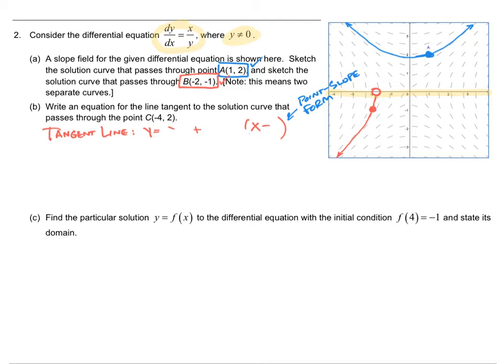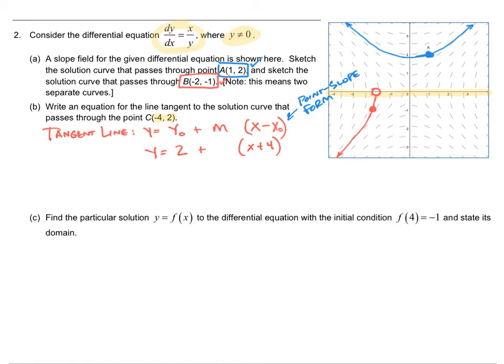It's some y coordinate that we know plus some slope times x minus some x coordinate that we know. Okay, well, we know a couple of these things. We certainly know that the y coordinate we're interested in is 2, and that's given to us right here. We know the x coordinate we're interested in is -4. But what about the slope?